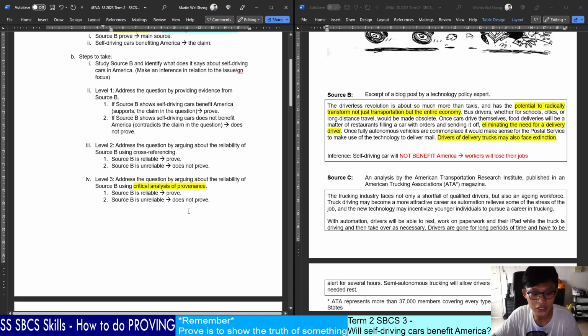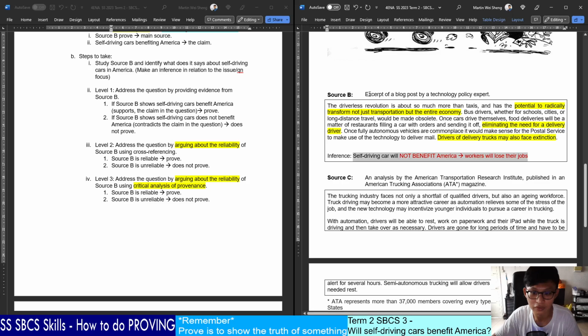Then level 3 is also based on reliability. We address the question by arguing about the reliability of source B, using our critical analysis of provenance. If source B is reliable, once again it proves. If source B is unreliable, it does not prove. So let's quickly take a look at the provenance. In source B, the provenance is a technological policy expert. So this person clearly knows the impacts of self-driving cars on America, because he is an expert.